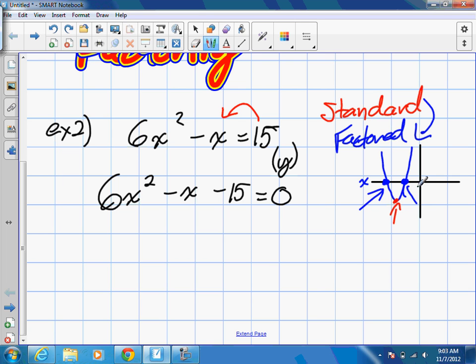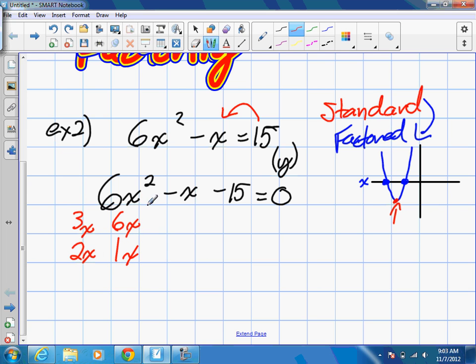Okay? So all of those skills are important because we're going to use them to now find parts of a parabola. This question here, we're going to need to factor it. If you guys recall, when we're factoring, we take the factors of the first term. What are the factors of 6x squared? Okay, so there's 3x and 2x, and 6x and 1x. So that's the a value factors. We take the c value factors. What are the factors of 15? Okay, so 1, 15, and 3 and 5.